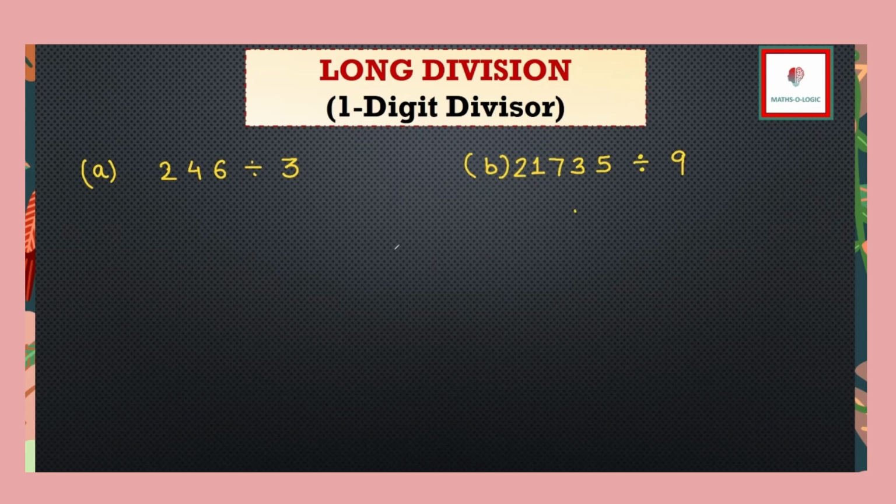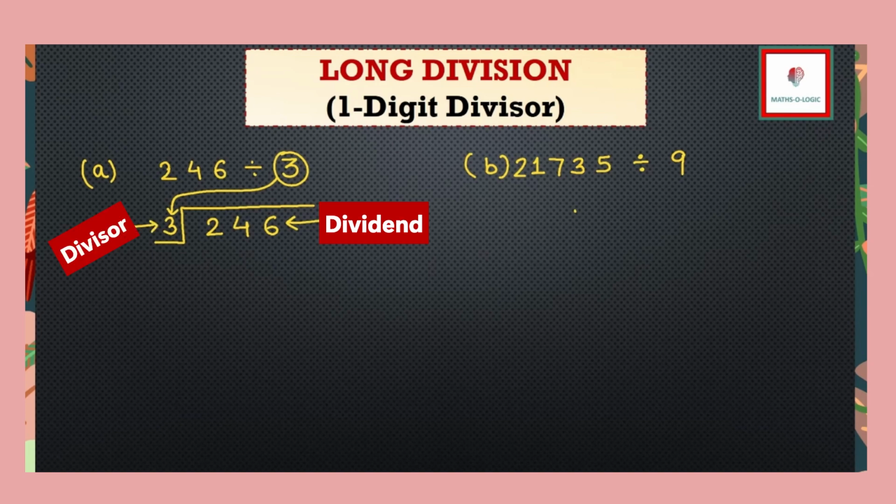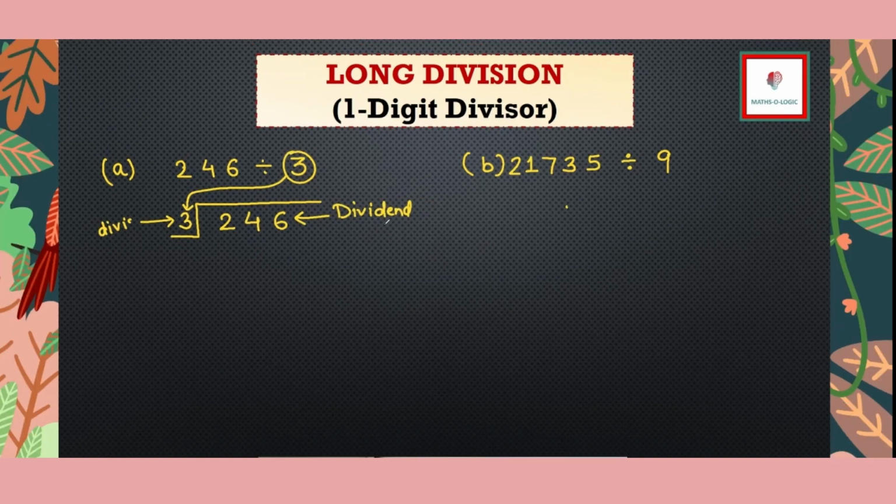Long division method where the divisor is just a one digit number. So let's see how to do it. This is a grid where we write the number to be divided, and the divisor comes to this side. The number which is to be divided is the dividend, and the number which divides is the divisor. Now let's see how to do this.